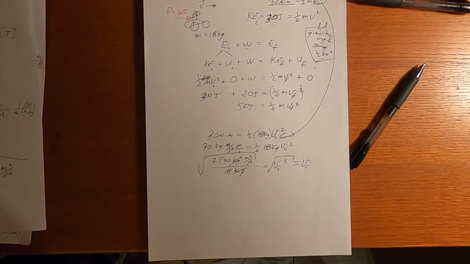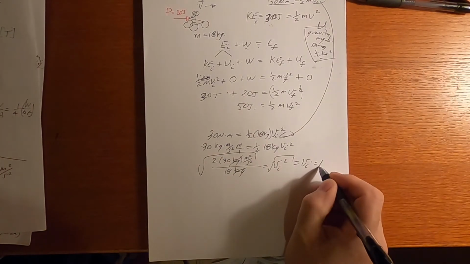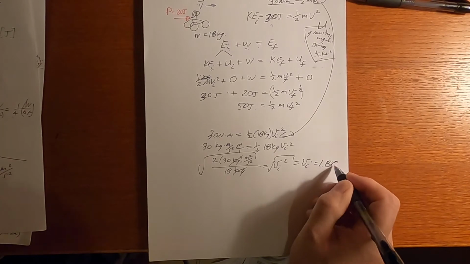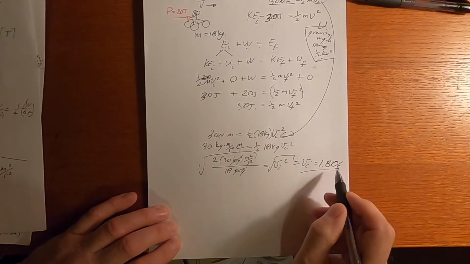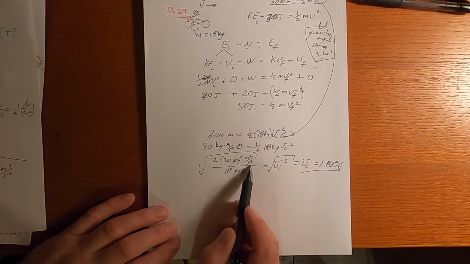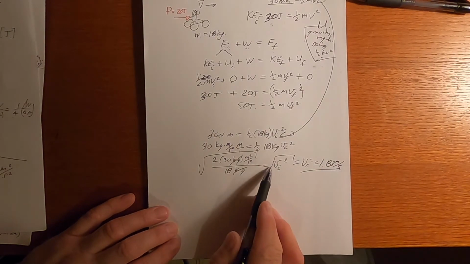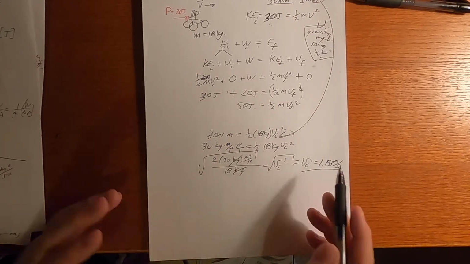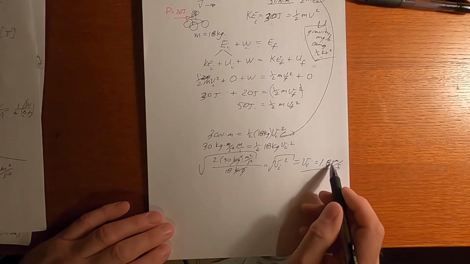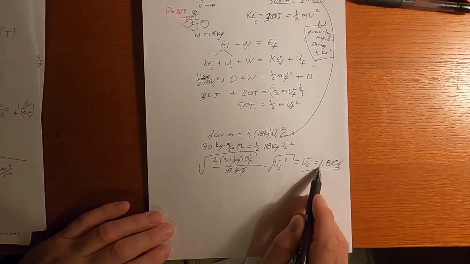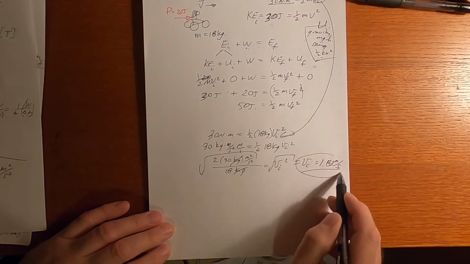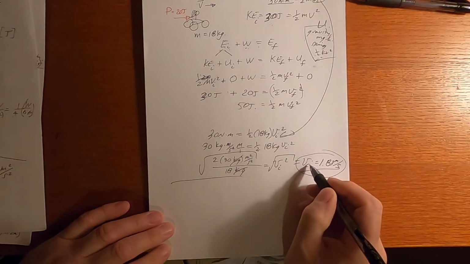Let's see. I get 1.83 meters per second. The meters squared over seconds squared comes out of that, and VI would be plus or minus, but distance is plus, so we're going to have 1.83 meters per second here. That would be her initial velocity.